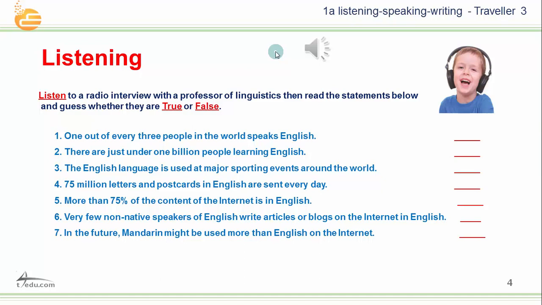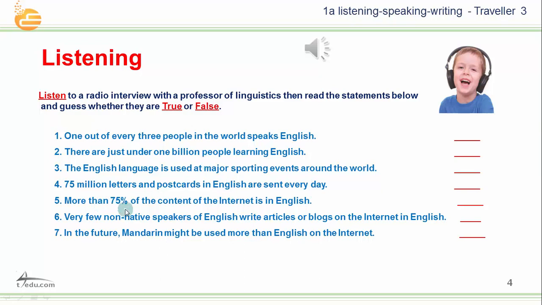So now we just listened to an interview with a linguistic professor talking about English. And we have from 1 to 7, and we need to write here T or F, true or false, according to what we have listened. I'm going to read for you first. 1, out of every 3 people in the world speaks English. Is that true or false? 2, there are just under 1 billion people learning English. 3, the English language is used at major sporting events around the world. 75 million letters and postcards in English are sent every day.